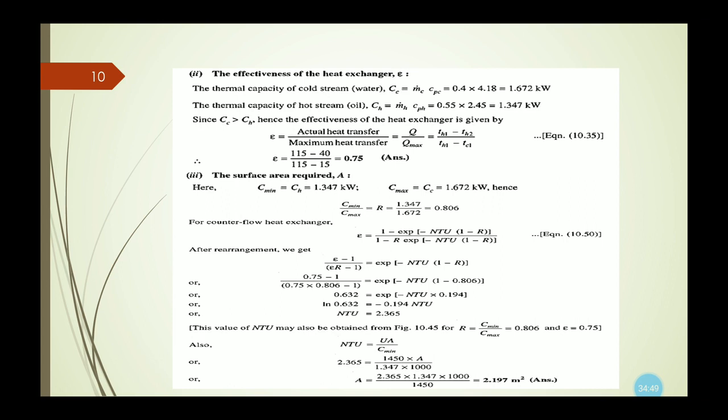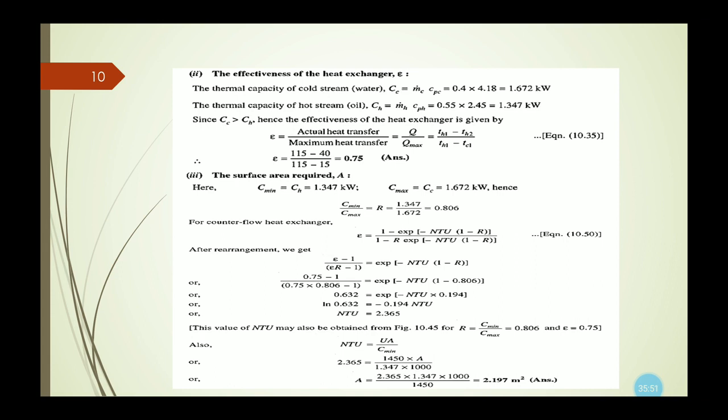Now for this counterflow heat exchanger, this is the formula that we have seen earlier. We need to remember this formula and use it in this numerical, because it is based on the counterflow heat exchanger concept. The effectiveness for the counterflow heat exchanger equals 1 minus e to the power minus NTU into 1 minus R, divided by 1 minus R e to the power minus NTU into 1 minus R. This is the final equation of the effectiveness for the counterflow heat exchanger in terms of NTU and capacity ratio, where NTU equals UA by C min and capacity ratio is C min by C max.